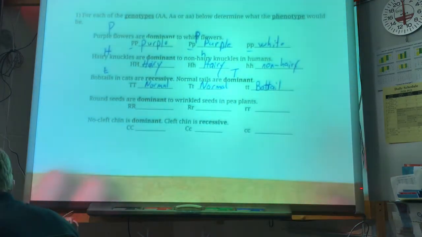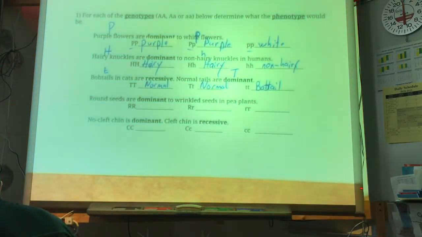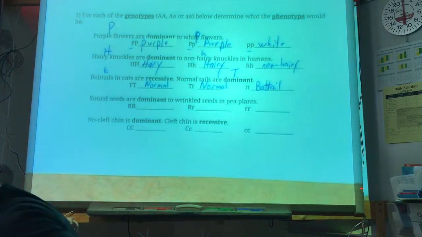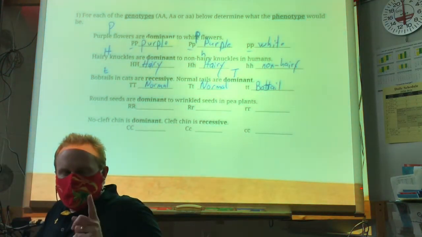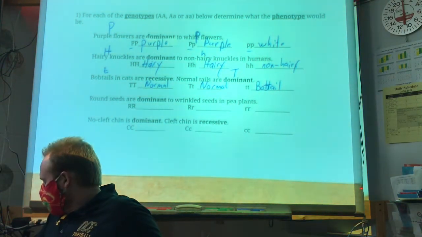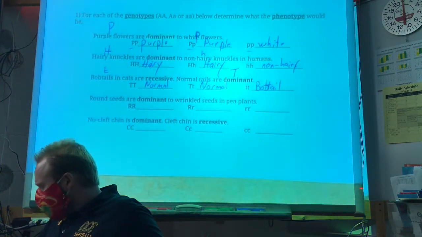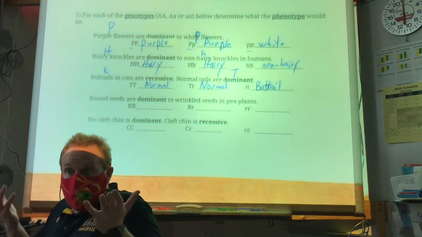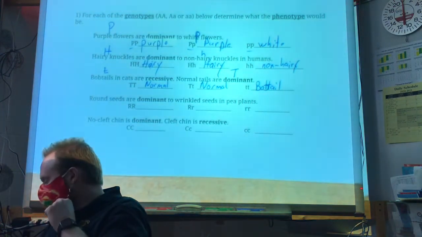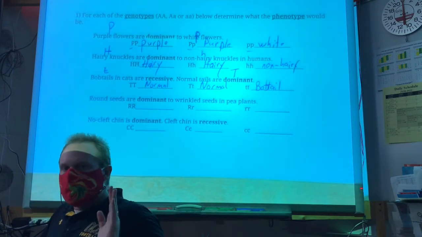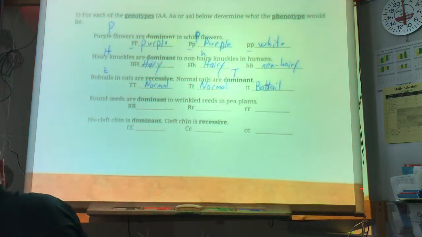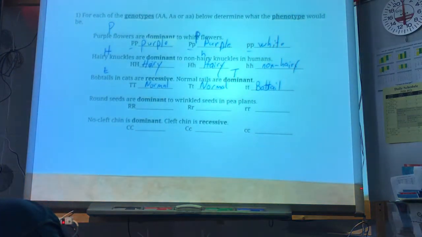You try the next two. Round seeds are dominant over wrinkled, and no cleft chin is dominant over cleft chin. Now I apologize because on Tuesday we told you that cleft chin was a dominant trait. Now this is saying it's a recessive. I don't know which one it is. I thought I knew, but then this says something different. It doesn't matter. Based upon this information, fill in the information based upon what was given today. So you try these last two.